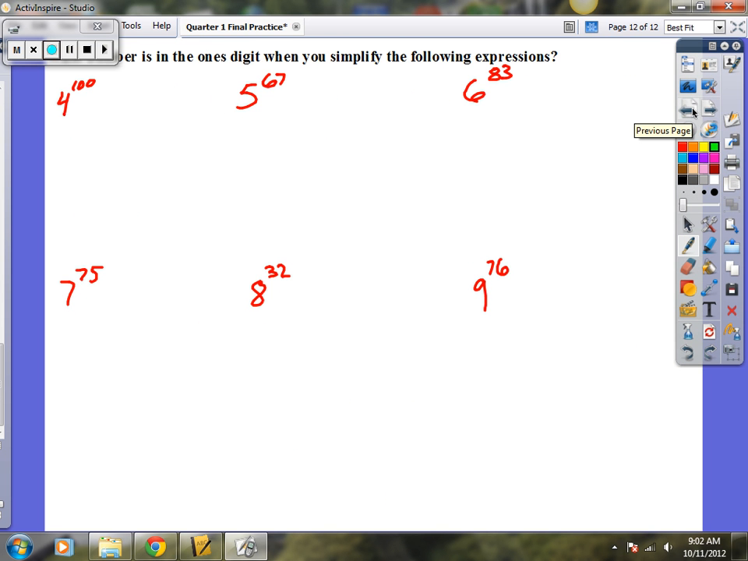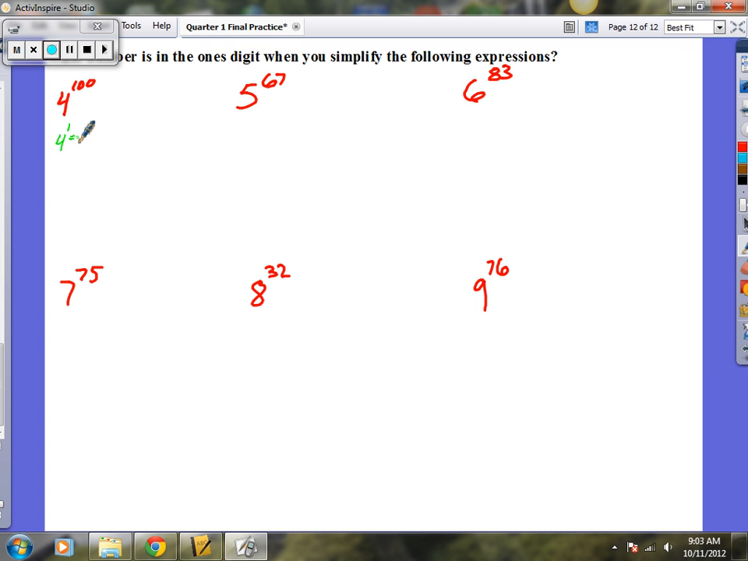We're almost done. Okay, last ones from our problems of the week. What number is in the ones digit when you simplify these? So 4 to the 100th. Here's what we're after: we've got to find a pattern. 4 to the 1 ends in a 4. 4 squared is 16, so that ends in a 6. 4 cubed is 64. 4 to the 4th is 256.